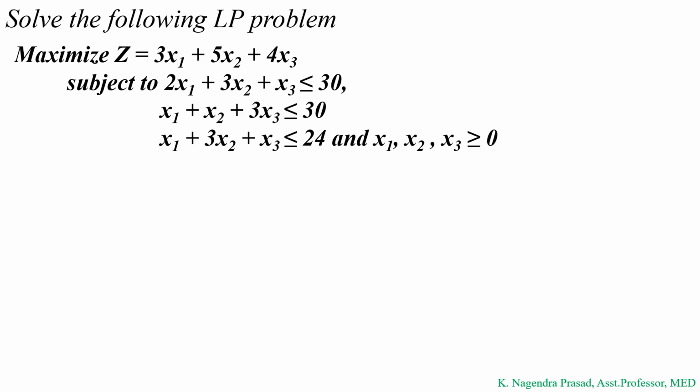Before starting the solution, first you have to observe the objective function and observe whether it is a maximization model or a minimization model. If the objective function is a minimization model, then convert it into maximization by multiplying with -1. But here the given objective function is a maximization model, so no need to multiply with -1. Okay, let's see the solution.